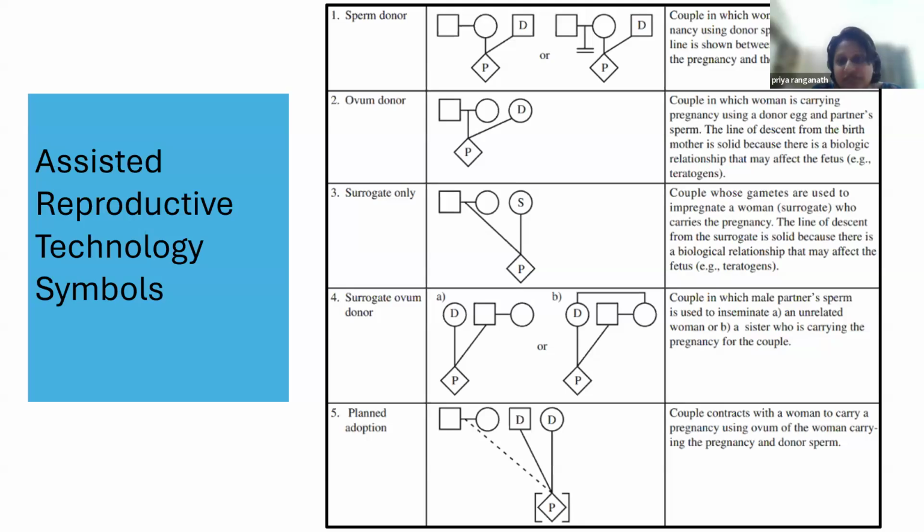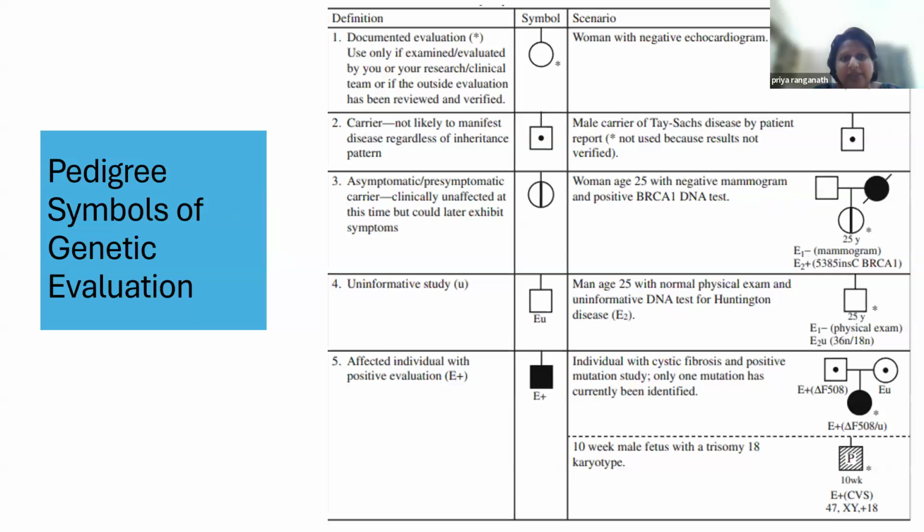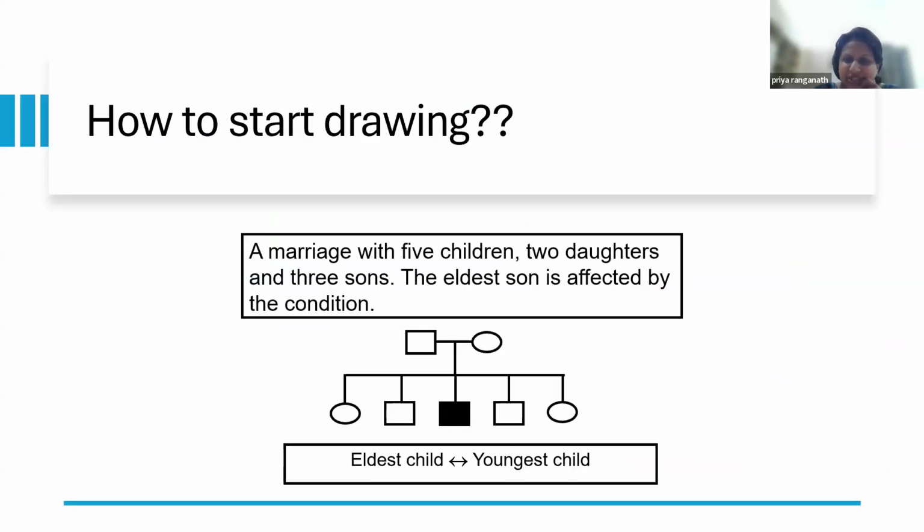So these are very important, and all these symbols are also available in online pedigree drawing. But we can also use them in our manual pedigree drawing. So these are other genetic evaluation symbols. I think you would have already gone through them.